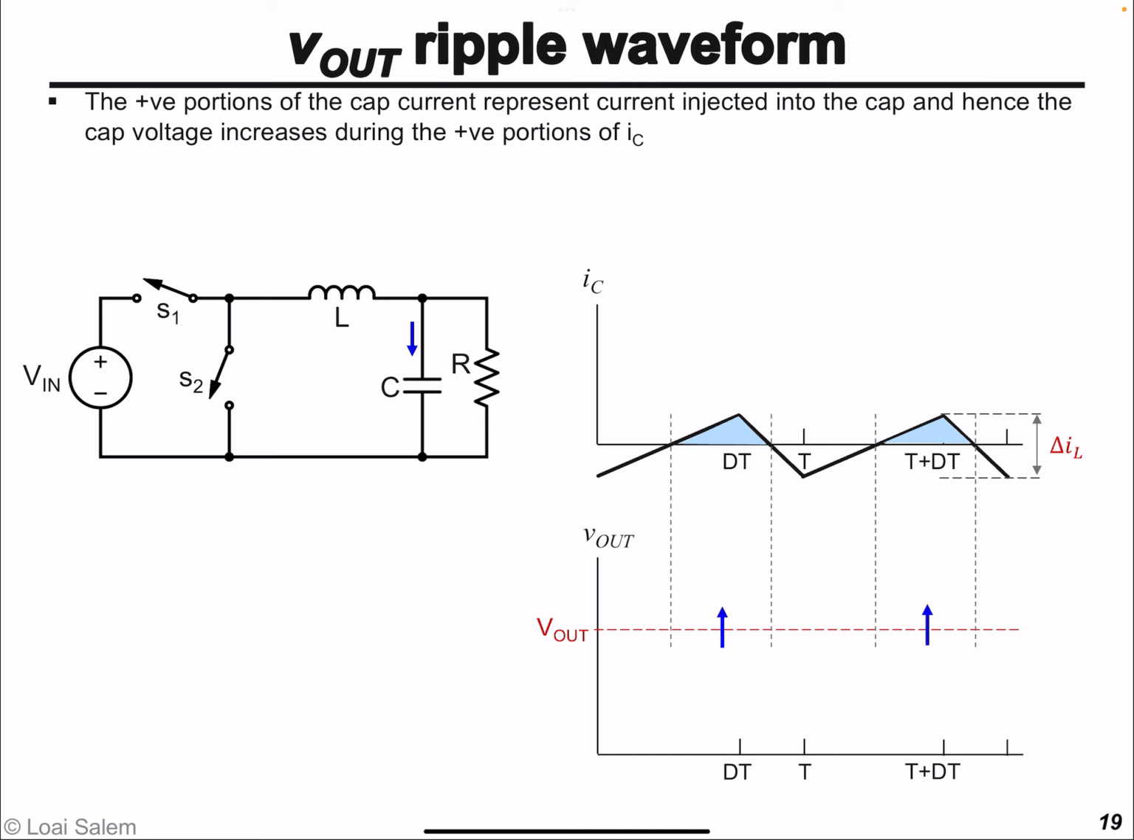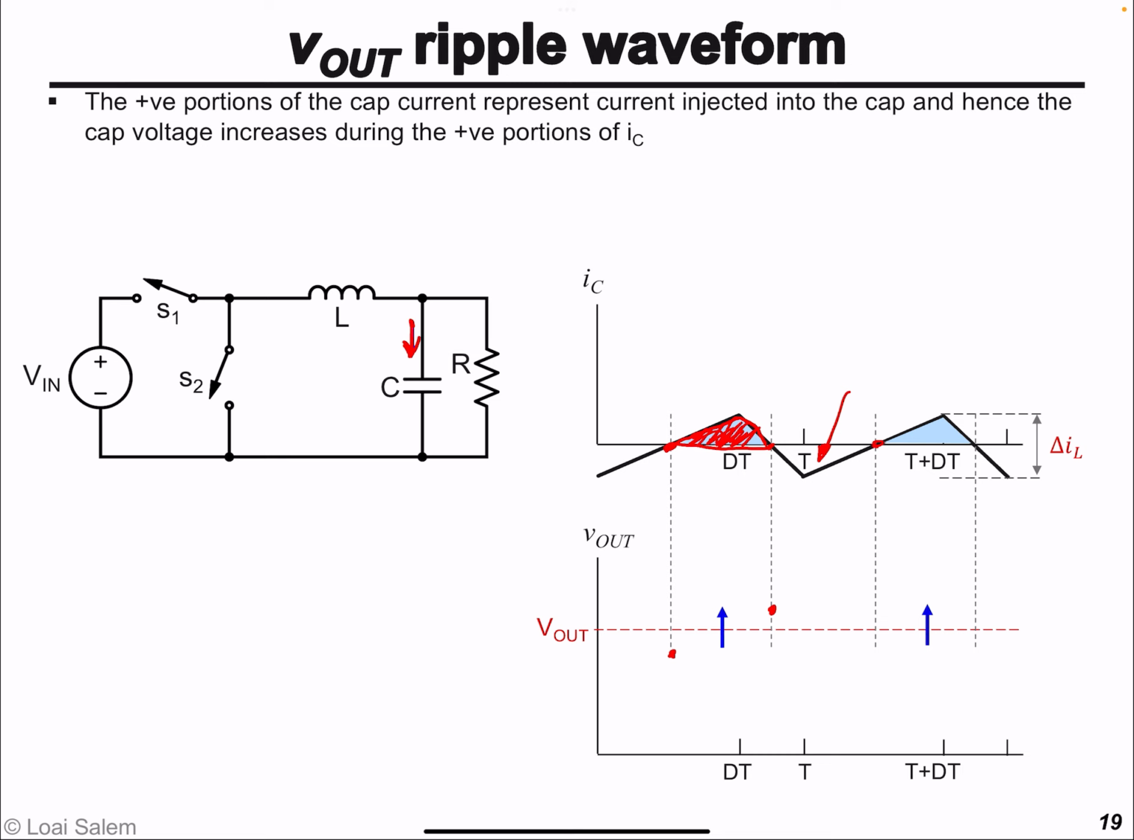Now, if we look at the capacitor current, we see that it has positive portions and negative portions. So what's positive current? Positive current means current that's being injected into the capacitor. All of this triangle gets injected into the capacitor. And what will happen to the voltage across the capacitor? Well, the voltage across the capacitor at this point had a minimum value. And after this triangle got injected, all of this charge that got injected into the capacitor, the voltage reaches its maximum value.